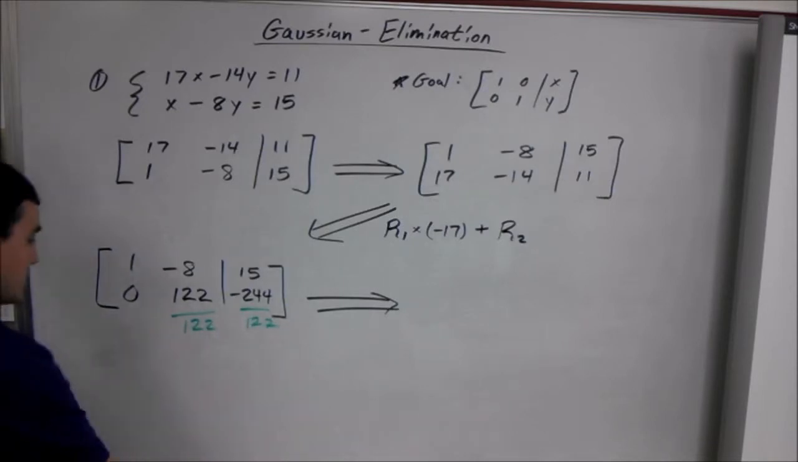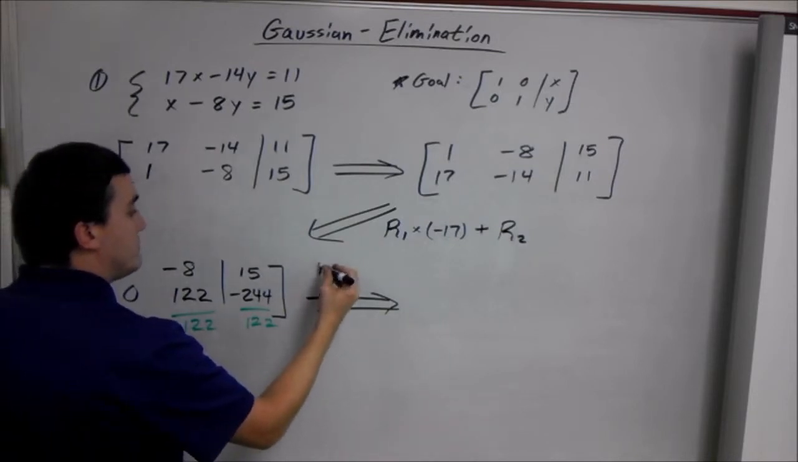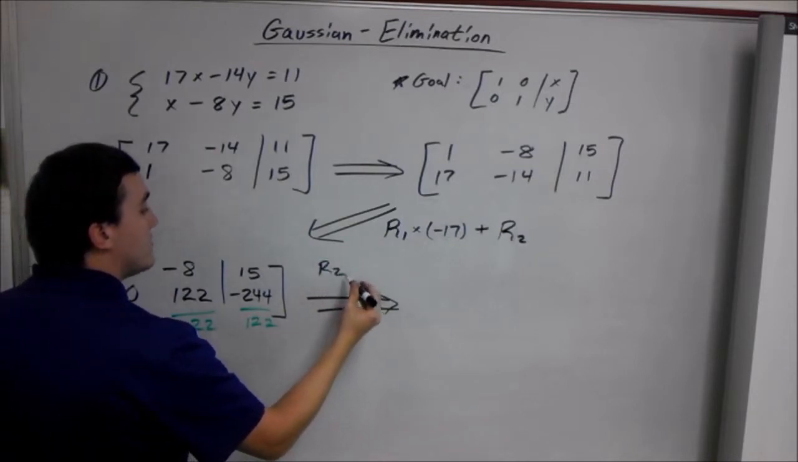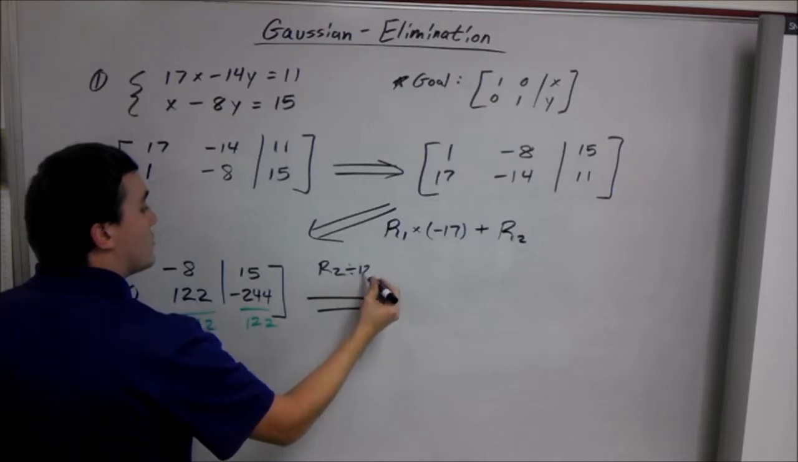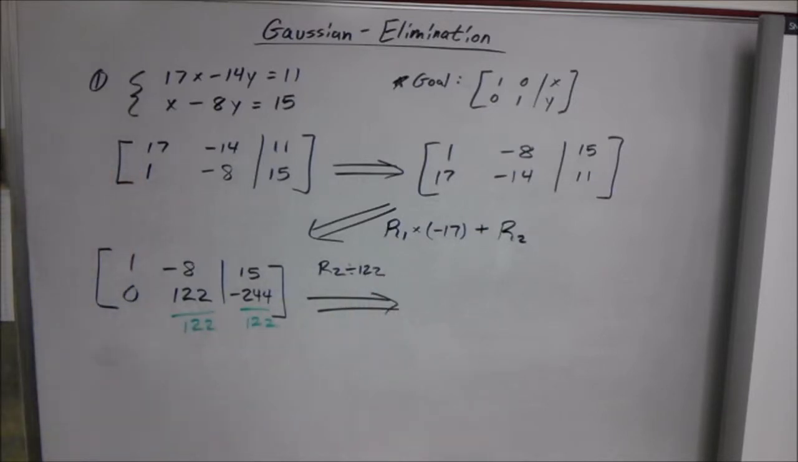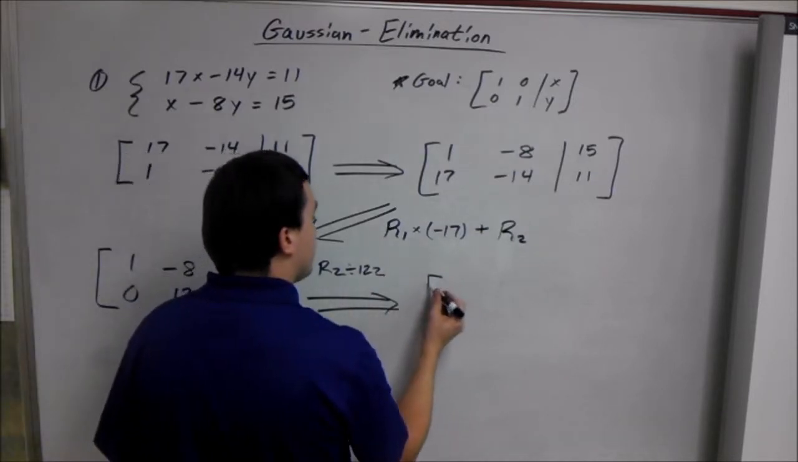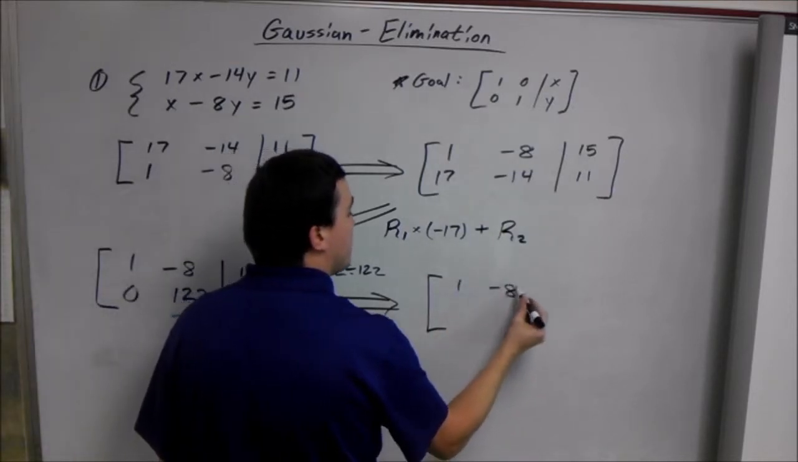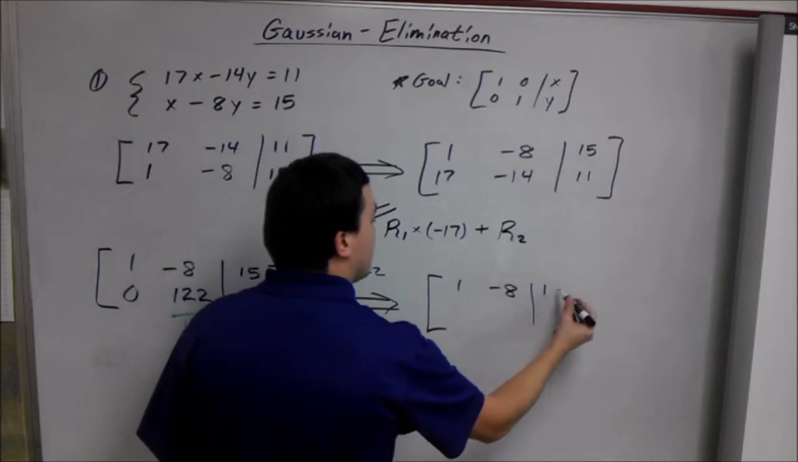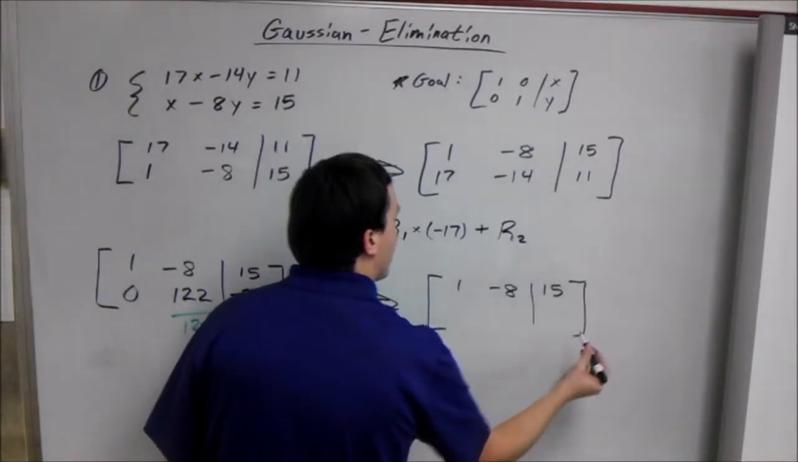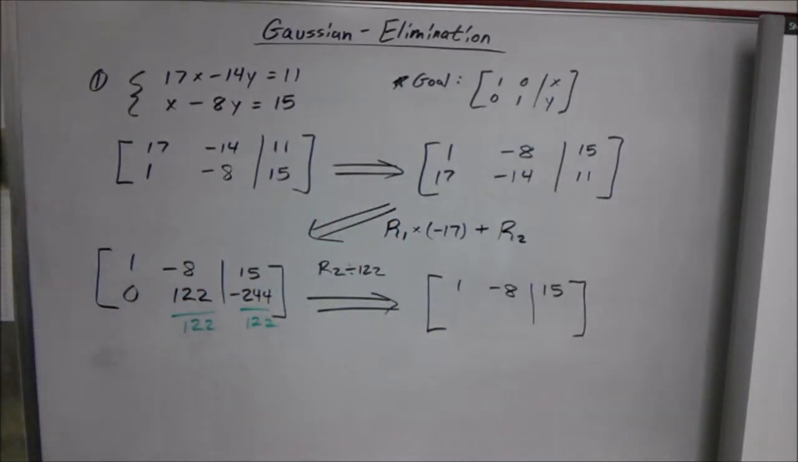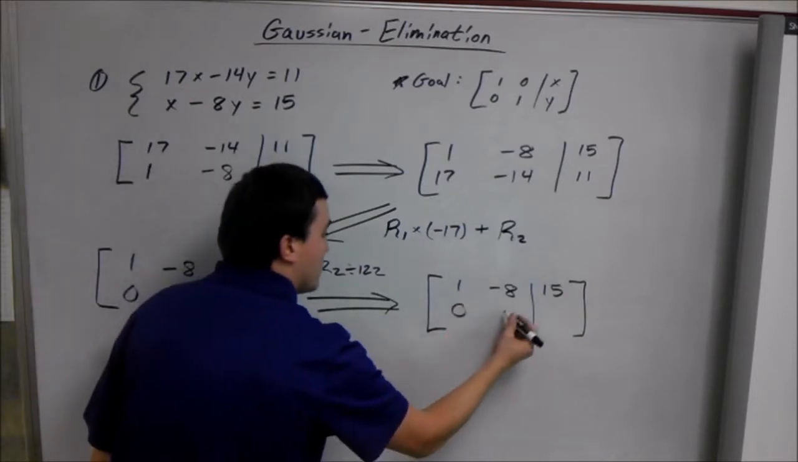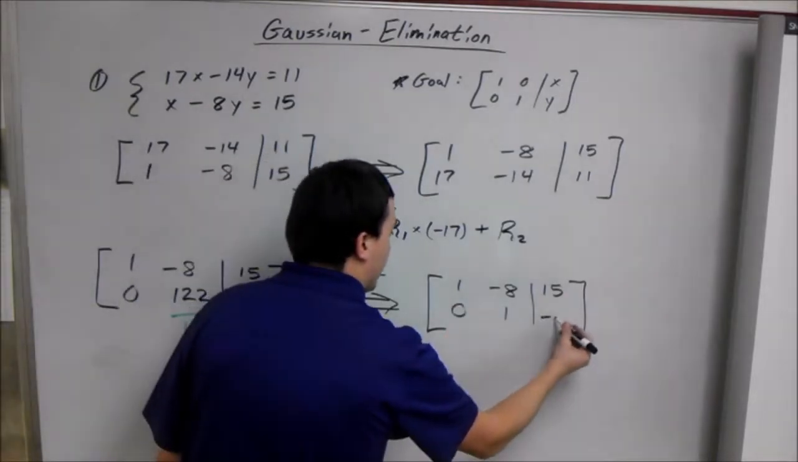So all we did was we took our row 2 and we divided by 122. Everything else is going to stay the same. So our first row doesn't change again. 1, -8, 15. And we're dividing both of these by 122. That gives us 1, -2.